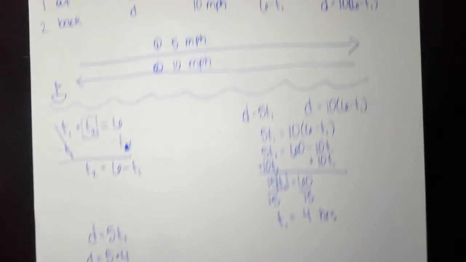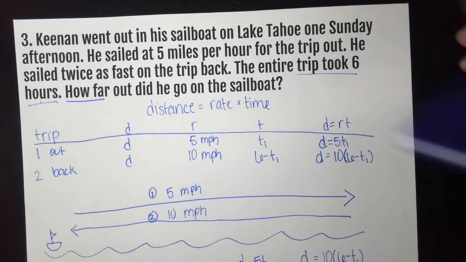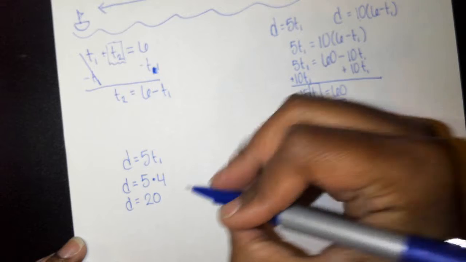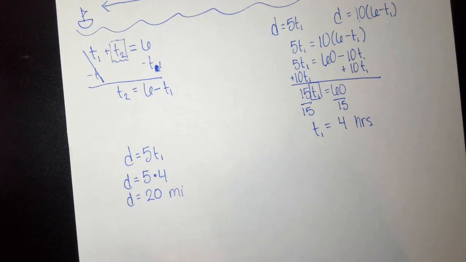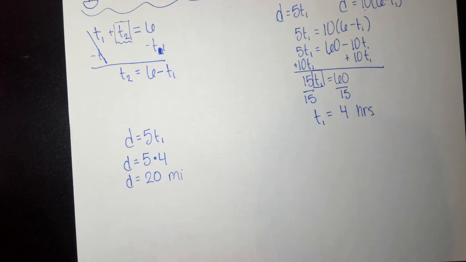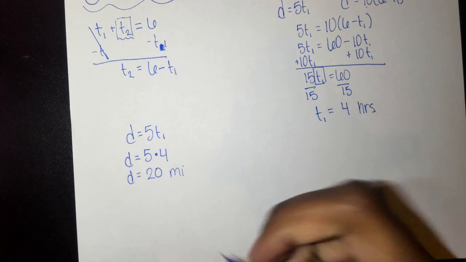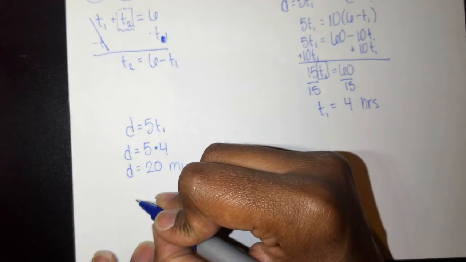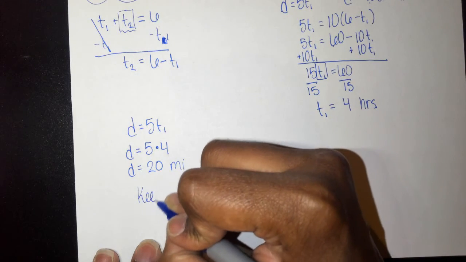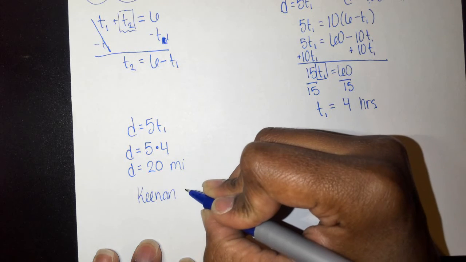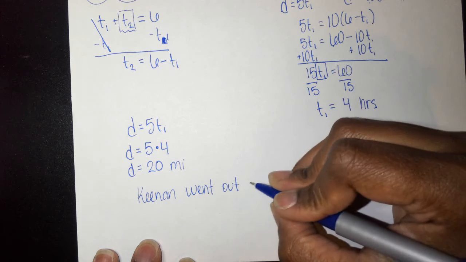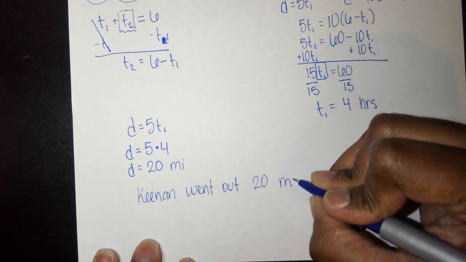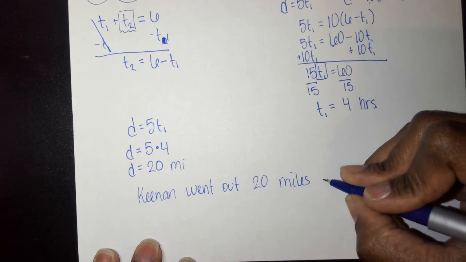And what type of rate are we dealing with for distance? We are dealing with miles. So my distance is 20 miles. I need to state this as a sentence. So my final answer will be Keenan went out 20 miles on Lake Tahoe.